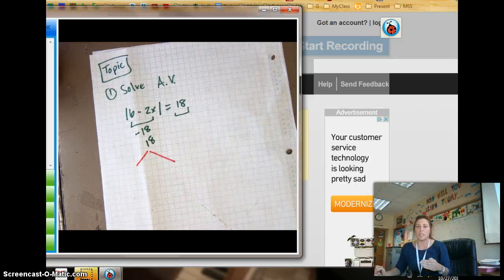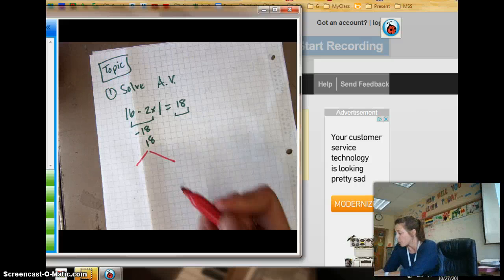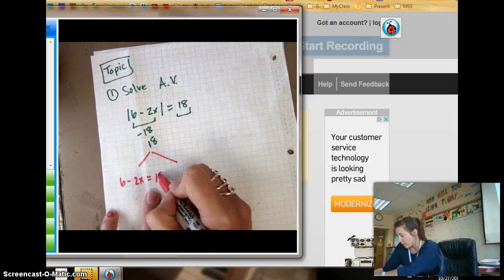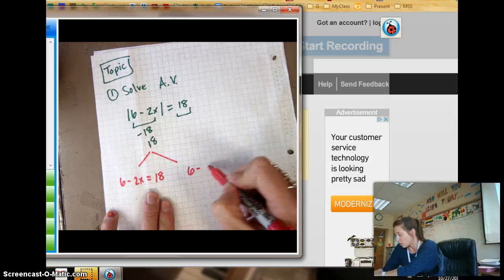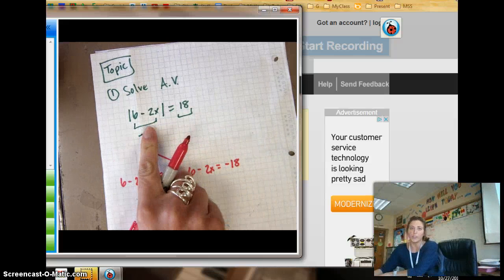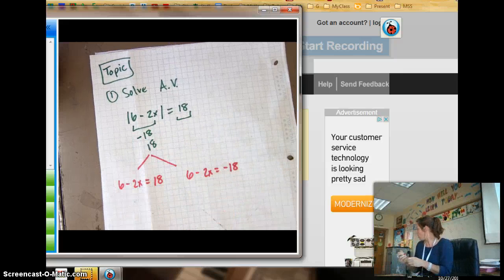So really when we do this, we have to take our absolute value and we're solving the same equation, but we're solving it for 2 different values. So we're going to say, well, 6 minus 2x could equal positive 18, and we could have 6 minus 2x equals a negative 18. Because that absolute value could be 18 or negative 18 to get 18, then you have to use it twice.